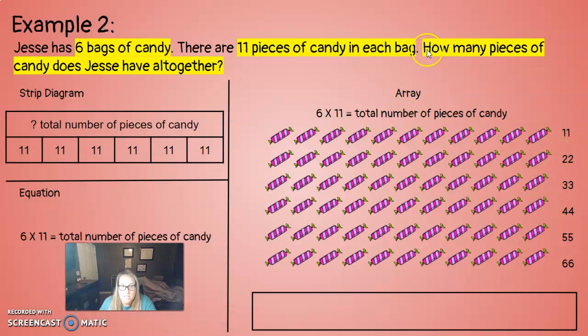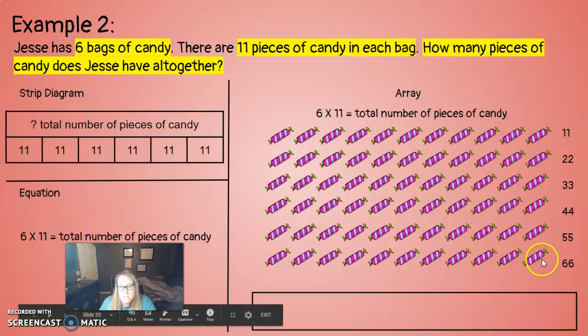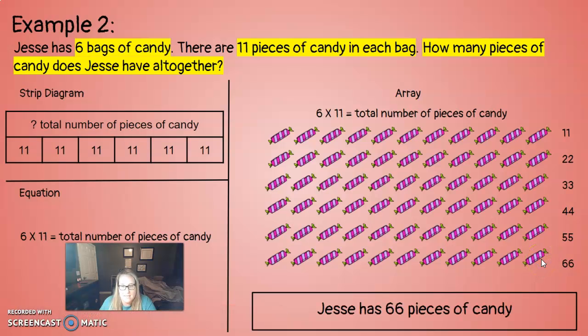Now, my question is, how many pieces of candy does Jessie have altogether? Well, we just figured that out because we were able to use our strip diagram and our equation and our array. So I know that Jessie has 66 pieces of candy.